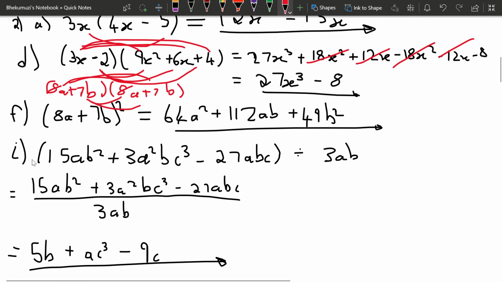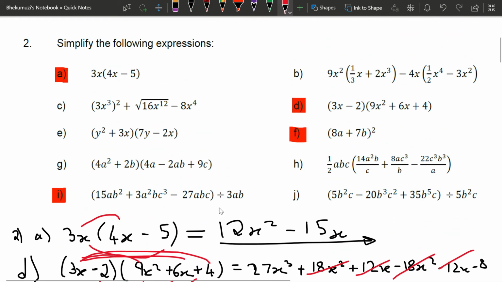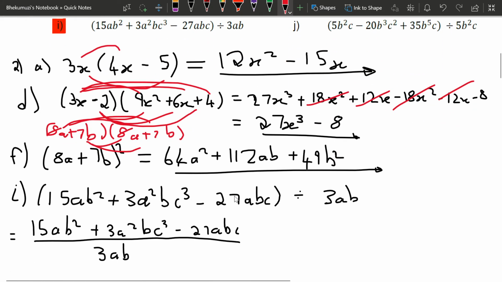And then we have I, which is a bit more interesting in the sense that you have a bracket, right? You have a bracket for 15ab squared plus 3a squared plus c to the power 3 minus 27abc, all divided by 3ab. So what's actually happening here? Now, when we have a division, remember, we can also rewrite it as a fraction, where we have everything that was in the bracket on top as the numerator and then at the bottom as the denominator.